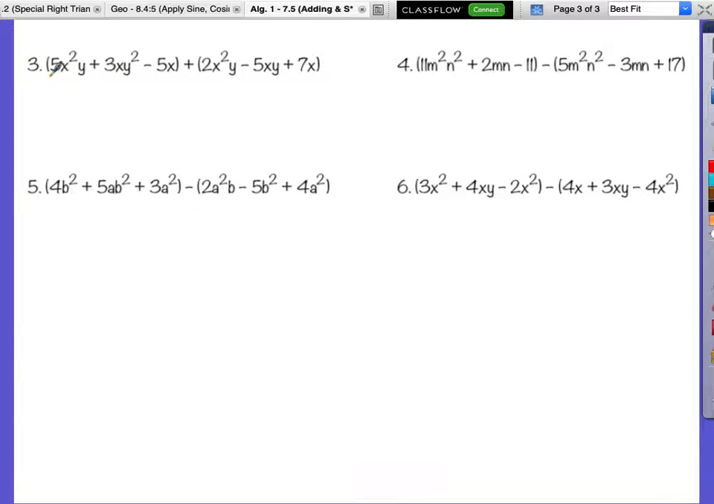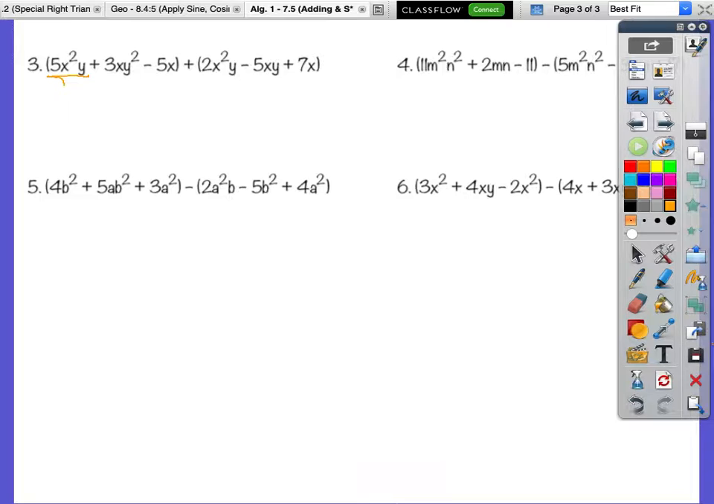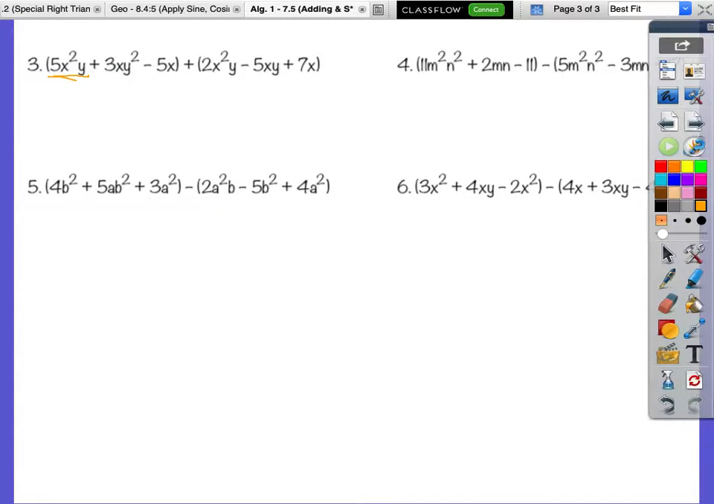Okay, 5x squared y. And I heard someone say x, because x comes before y alphabetically, right? If you forget that, sing your song, you know, A, B, C, D, keep going. Or pull up an alphabet on your phone.